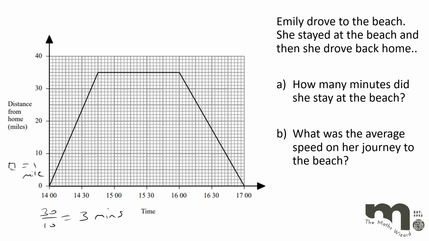Okay, I've got 2 questions then for this distance time graph. So Emily's gone to the beach, she stayed there, then she's gone back home. We want to know how many minutes did she stay at the beach? And then what was her average speed on the journey to the beach?